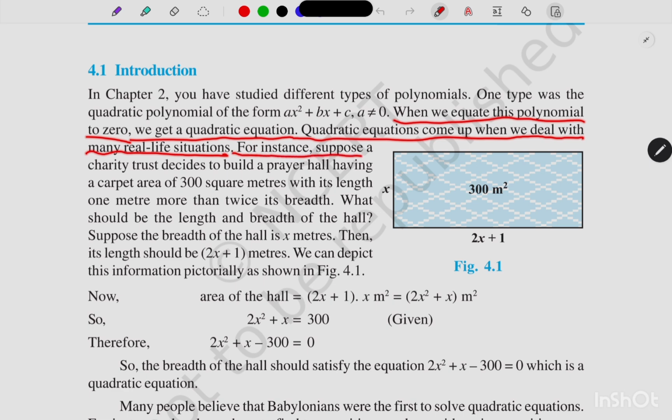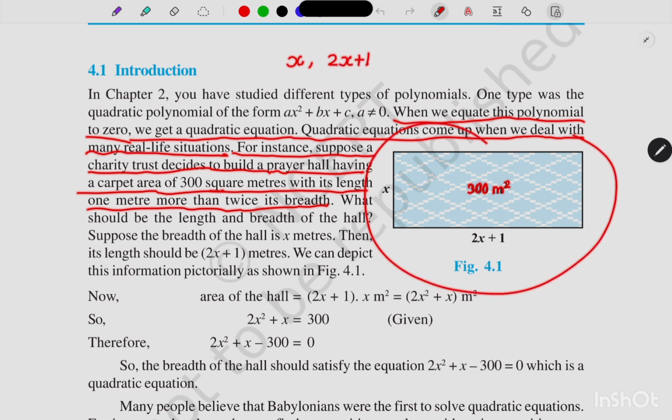So for instance, suppose a charity trust decides to build a prayer hall having a carpet area of 300 square meters, with its length 1 meter more than twice its breadth. So let's say that the breadth is x. Then according to this statement, that is 1 more than twice its breadth, the length will be 2x plus 1.